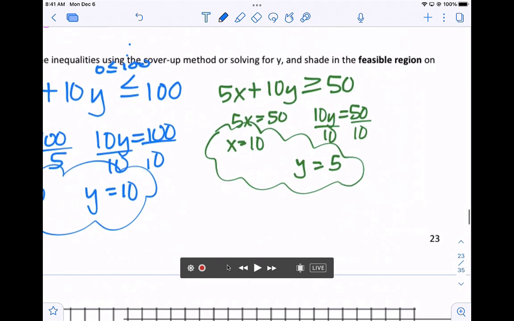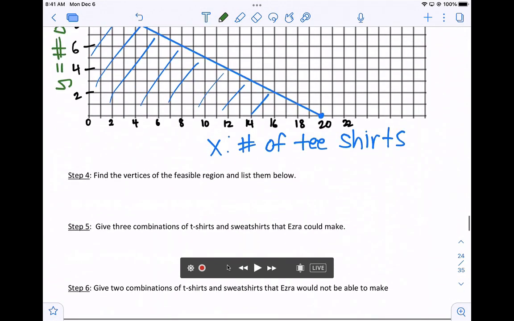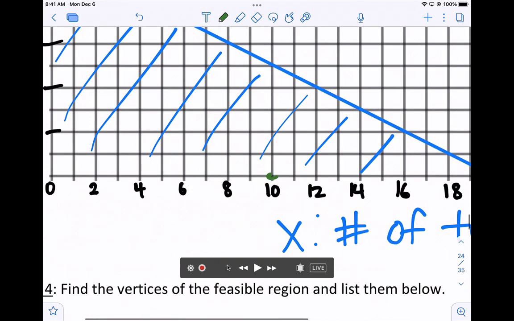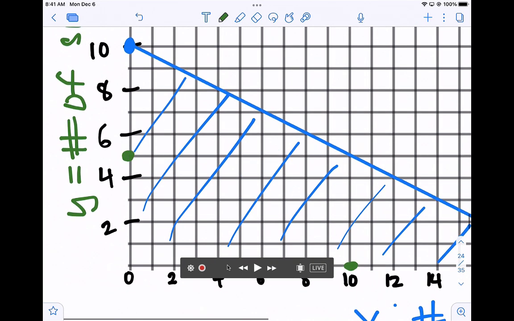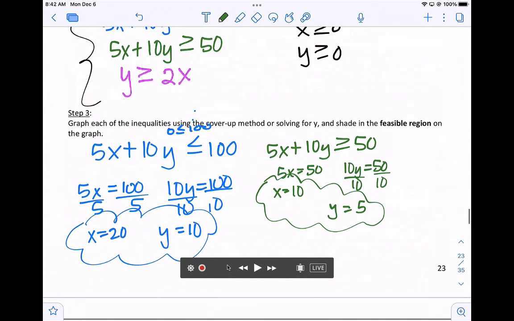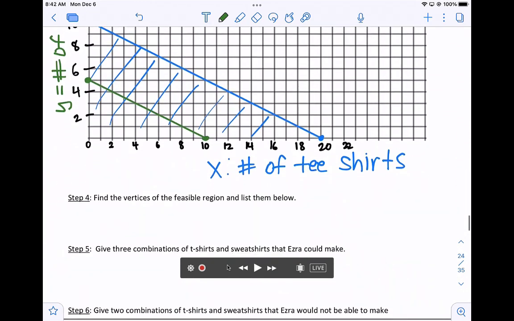Okay, let's do our next line. X is 10, Y is 5. Again, I'll draw a straight line. It's a solid line because of the inequality, but we're going to plug in, again, 0, 0, which turns this whole thing to 0, right? 5 times 0 is 0, 10 times 0 is 0. So we're really testing whether 0 is greater than or equal to 50, and that's false. So we're not going to shade below, we're actually going to shade above.